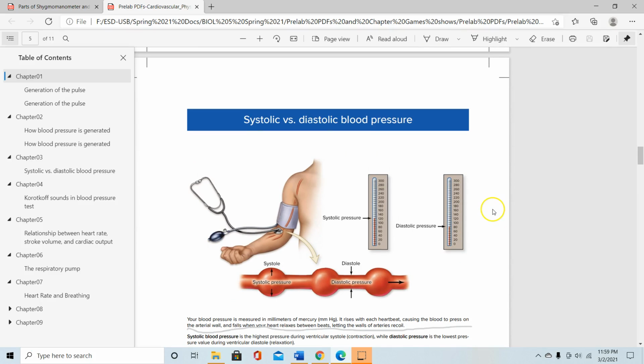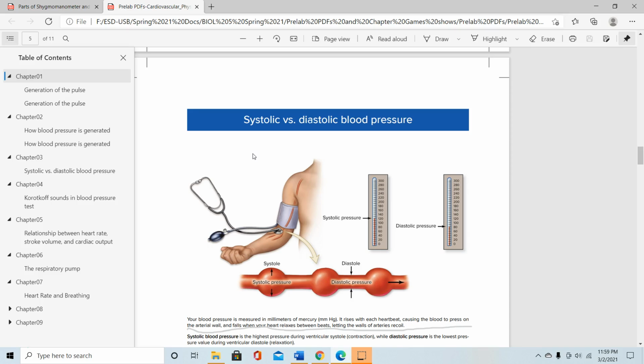So, systolic versus diastolic blood pressure. Systolic blood pressure is the blood pressure during the contraction of the heart, and diastolic blood pressure is the blood pressure during the relaxation of the ventricles, particularly the left ventricle. When the left ventricle contracts, that's when blood is pumped from the left ventricle into the aorta and the large arteries, and that is systolic blood pressure. When the left ventricle relaxes, blood pressure drops in these arteries, and that is diastolic blood pressure.